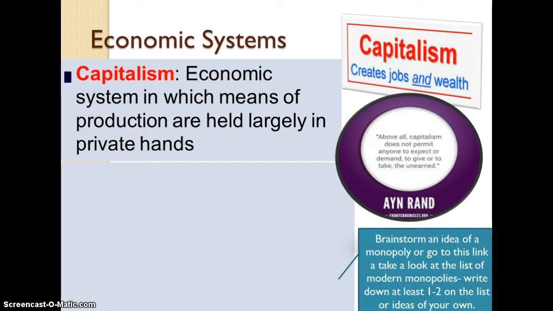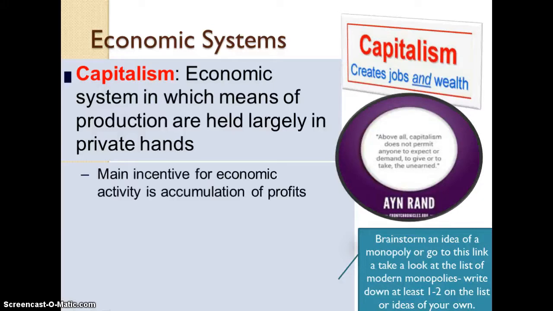And what we're going to do here is define different types of economic systems, starting with capitalism. So capitalism is defined as an economic system in which means of production are held largely in private hands. So basically, the incentive for a capitalist society is to make money. And what it means when it says that it's held in private hands is that anybody can go out and own a business, and if that business is successful, they own the profits, they make the profits, and they can become perhaps millionaires by having a successful business.